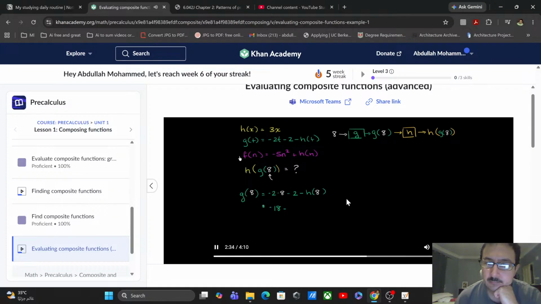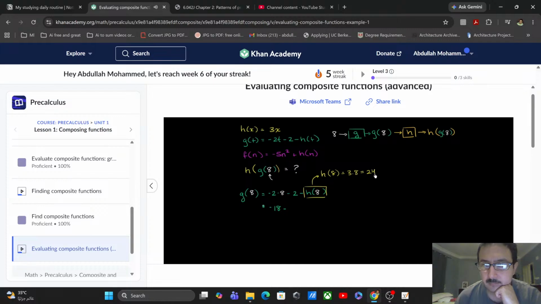So h of 8. Now we go to the definition of h. Don't worry about later, we're going to input all this into h again. Let's just worry about it one step at a time. We need to calculate h of 8. So h of 8 is just going to be, well, every time we see an x, we replace it with an 8. It's going to be 3 times 8, which is equal to 24. So this value right over here is 24.